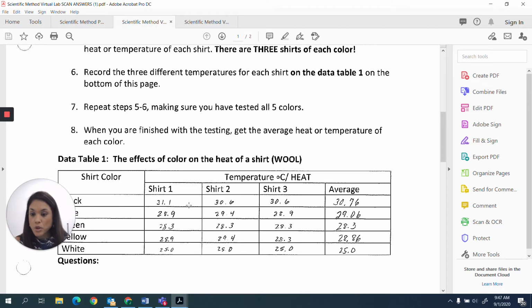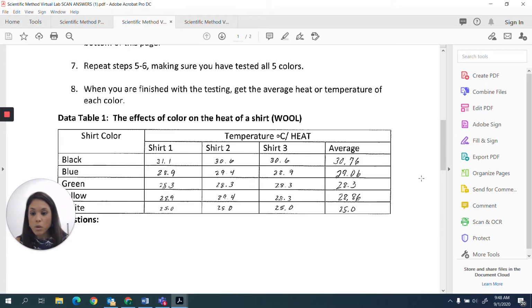You got the temperature of all three shirts in all the various colors, and then you took the average temperature. Okay? The average, just as a reminder, is taken by adding these three numbers together, and then you divide it by three because that's the amount of numbers you have. That's how you find your average. So this was my wool experiment.